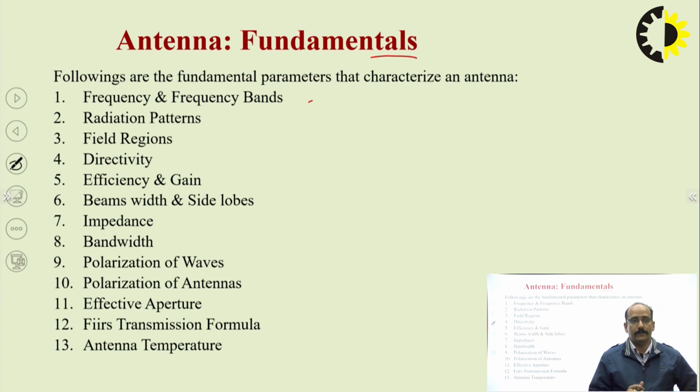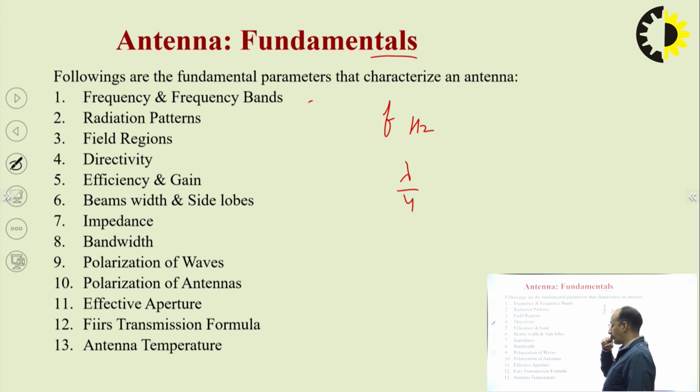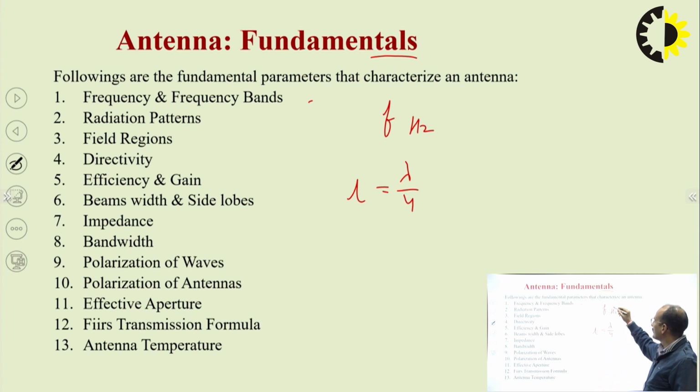So if I am going to tell you about the most basic kind of antenna, if you are designing an antenna of frequency f hertz, then what is the length of the antenna? As per Hertz, the antenna length is lambda by 4, meaning the minimum length of the antenna is lambda by 4. If the frequency of the signal used by the antenna is f, then correspondingly its wavelength is lambda.